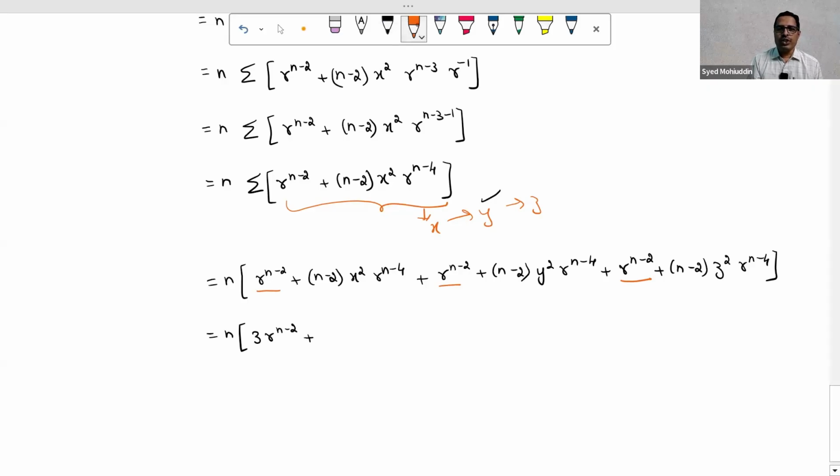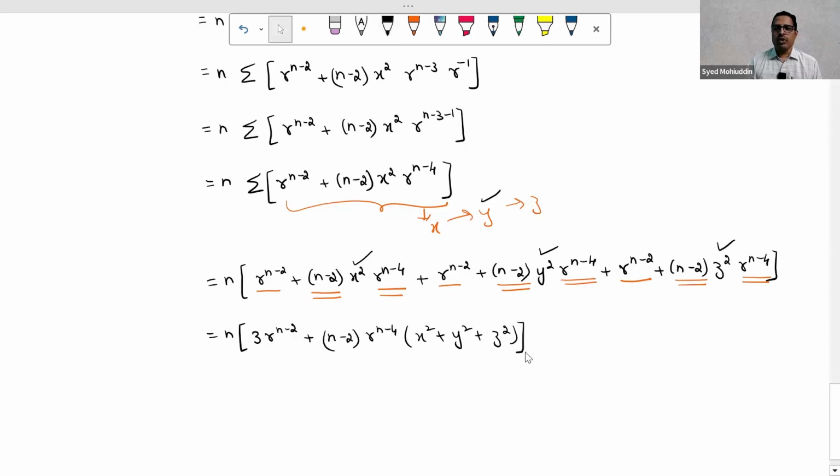Further, if you try to see these terms, can you see over here (n minus 2) into r power of n minus 4? This is common. Over here, (n minus 2) into r power of n minus 4 is common. Here, (n minus 2) into r power of n minus 4 is common. So let's take it as common. If you take common, what is left out here? x square plus what is left out here? y square plus what is left out here? z square.